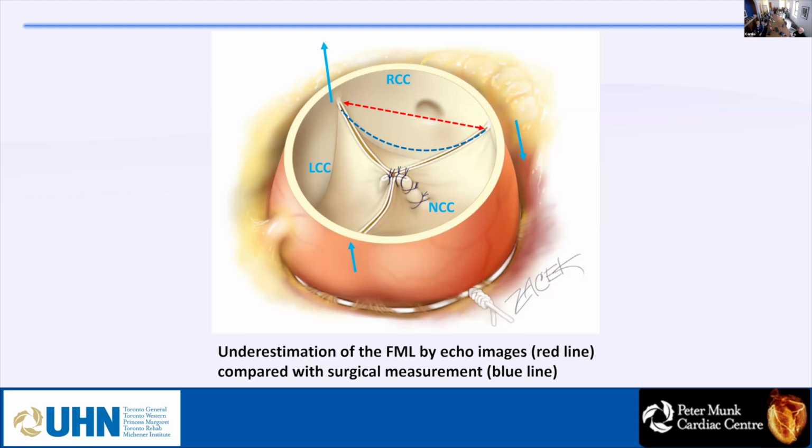The right is longer usually, the other two are shorter, and the left is the shortest one. So right is the longest one, and the left is the shortest one. That's the reason that the right is more common to have a prolapse, and the left is the least common to have a prolapse. Okay, so we underestimate about 4 to 5 millimeters so far, but I'm trying to come up with some way to do it exactly as the surgeon can measure.